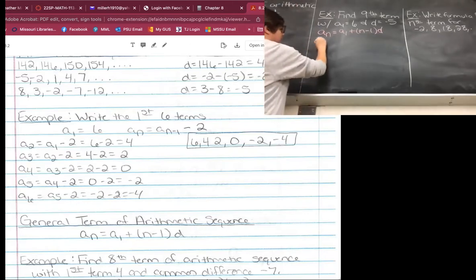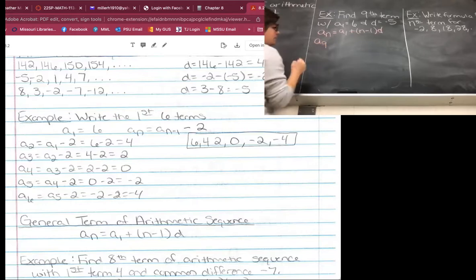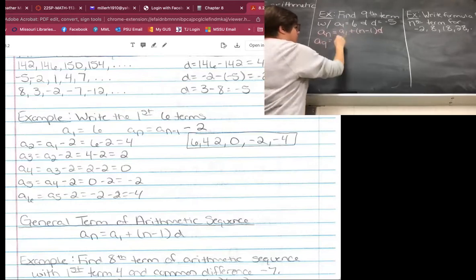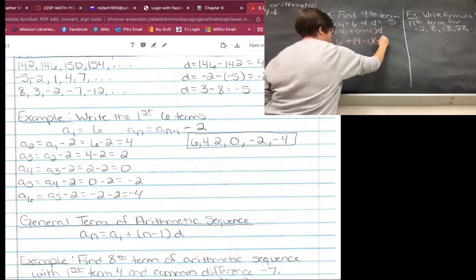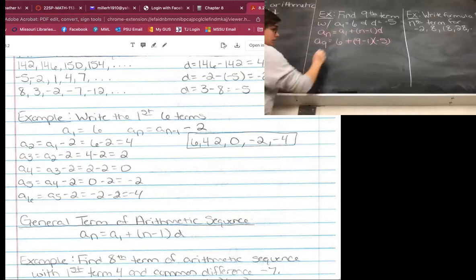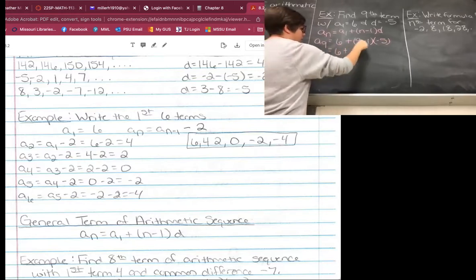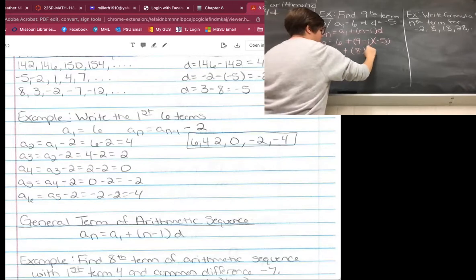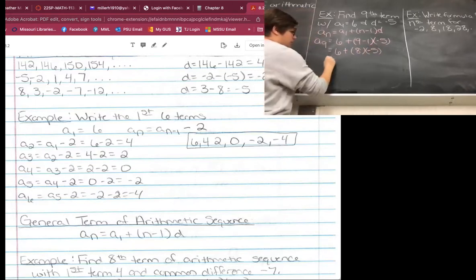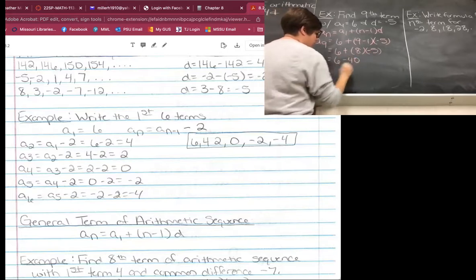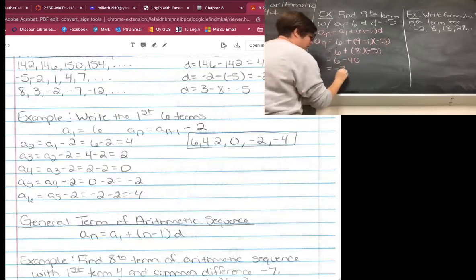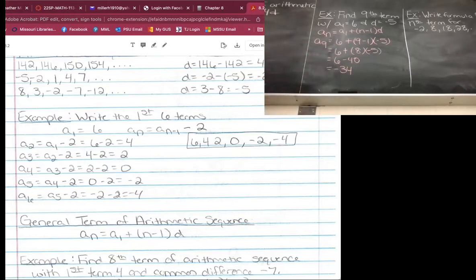So I'm finding the 9th term, so my n is 9. My first term they told me was 6, my n is 9, and my common difference is -5. That's 6 plus 9 minus 1, which is 8, times the -5. So that's going to be 6, 8 times -5 is -40, 6 minus 40 is -34. That is the 9th term of this arithmetic sequence.